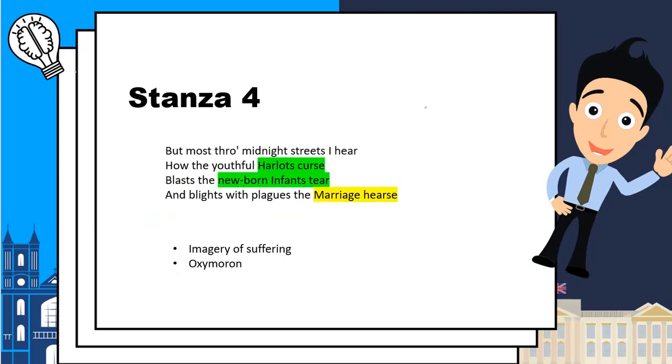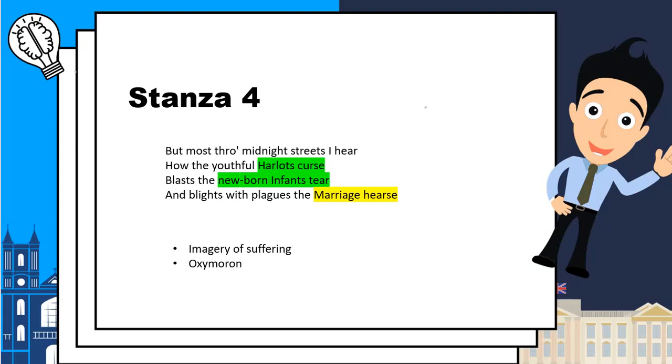And then we come to the final stanza. But most through midnight streets I hear how the youthful harlot's curse blasts the newborn infant's tear, and blights with plagues the marriage hearse. So, but most through midnight streets. Most importantly, the use of the word most, that the harlots, the prostitutes, are cursing. So you can hear prostitutes swearing and cursing. And then the imagery of suffering of the newborn infant's tear. So London is being overtaken by the bad, by the prostitutes, by the dirt and the dark. And the marriage hearse.